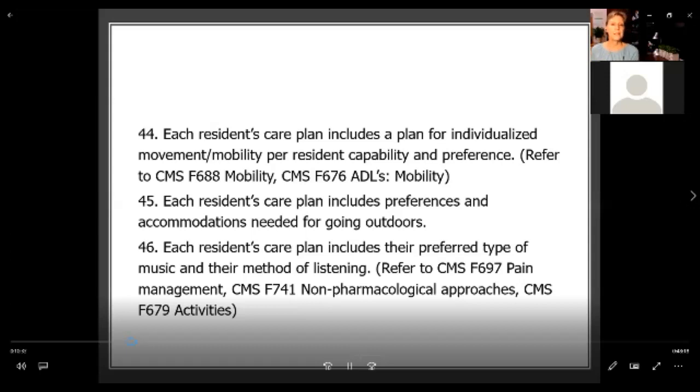Then each resident's care plan includes their preferred type of music and how they like to listen to it. Hopefully you've gotten the message. People's most favorite and familiar music stimulates the brain. It creates movement. It helps with our mood. Peppy music helps us sort of wake up. There's so many things, right? Not enough time for me to list them. Therefore, music is so important. We believe it belongs on everyone's care plan.